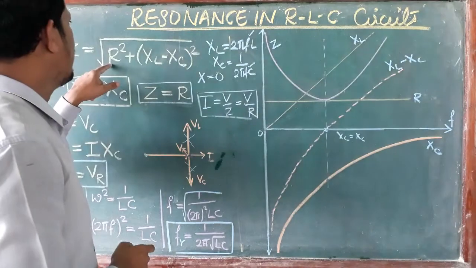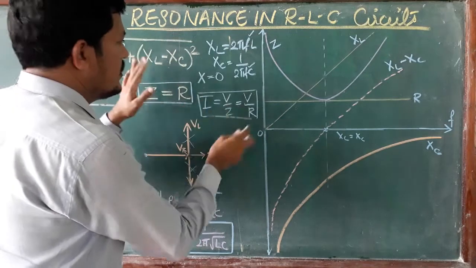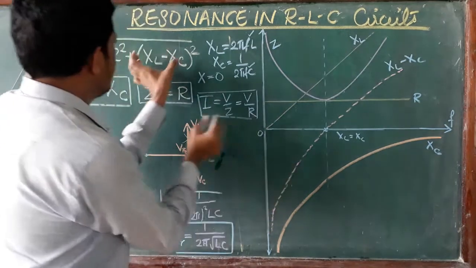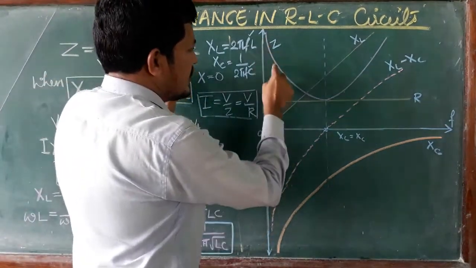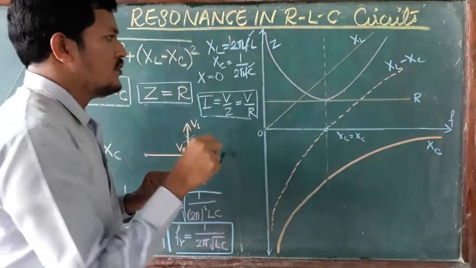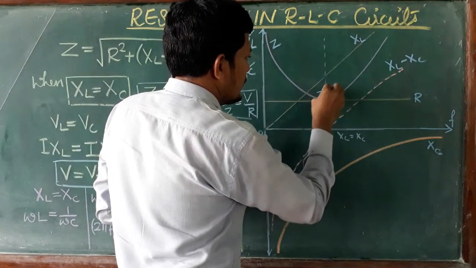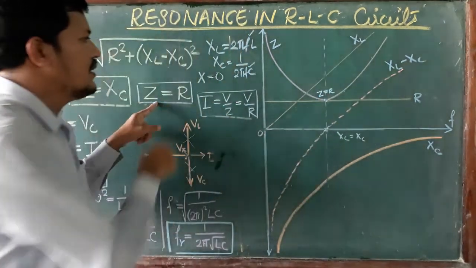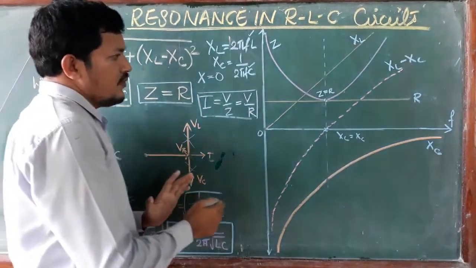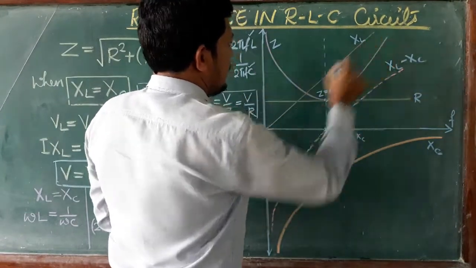Initially Z equal to root of R square plus XL minus XC whole square. So X is a large value, the R is a smaller value, but the total is larger, so Z is also large. Again the difference decreases, and this value decreases means Z also decreases. At one condition, XL equal to XC, that part is 0, and Z equals only R. Here Z equal to R. Clear? So we drew XC, XL, the difference, the resistance and the impedance line.